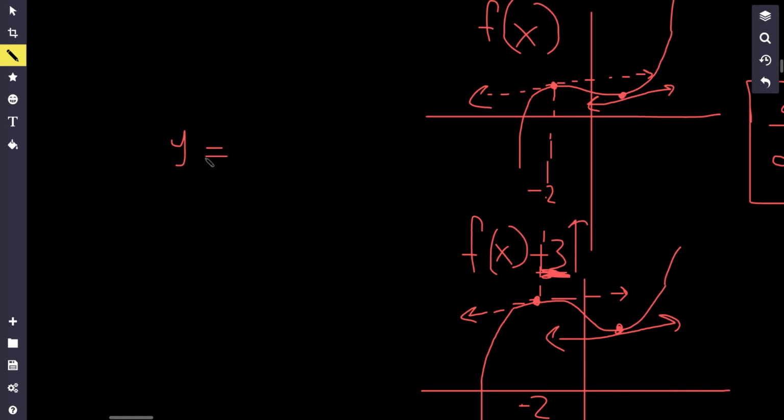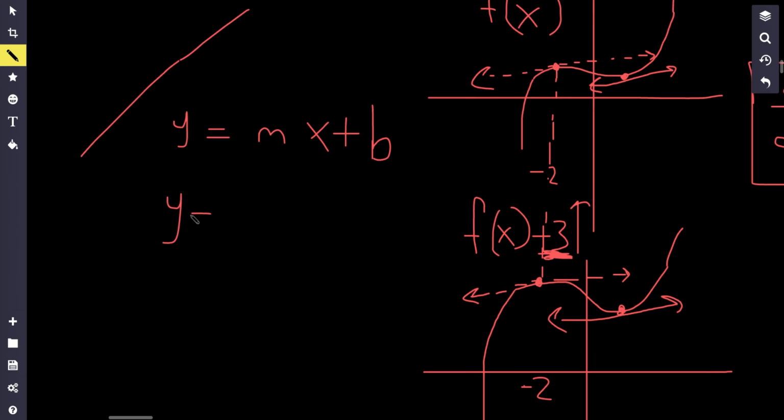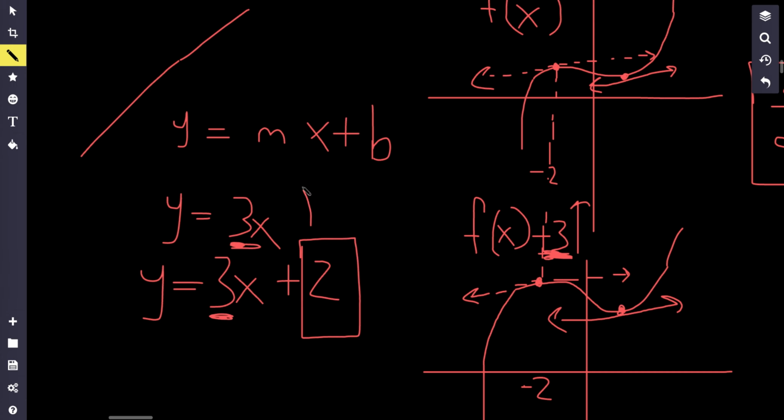Another way you can think about it, a simpler way, is if you have, let's say, y equals mx plus b, right? That's the equation for a straight line. So let's say I have y equals 3x, or let's say I'm comparing this to y equals 3x plus 2. Notice how the slope of the function is the same, and this constant term at the end does not affect our slope.